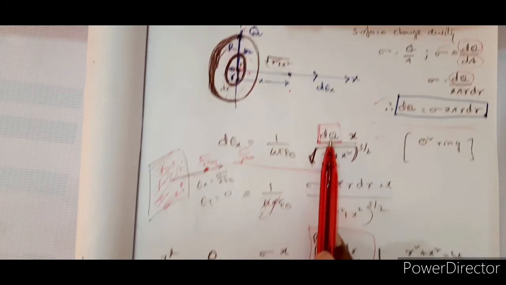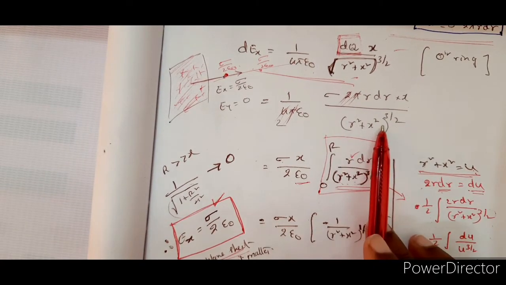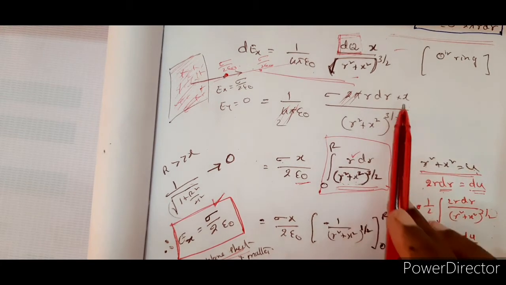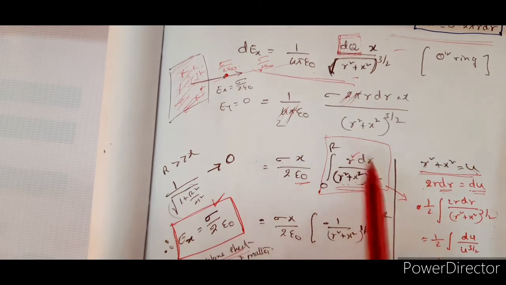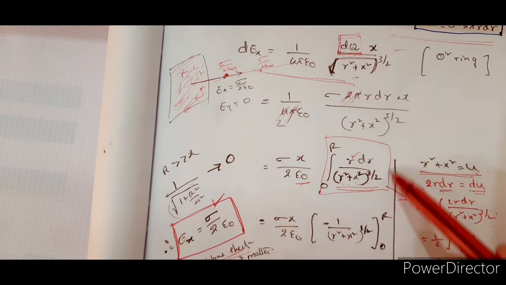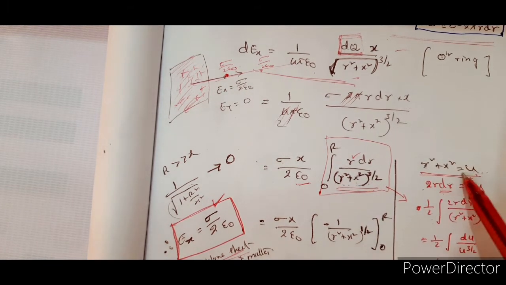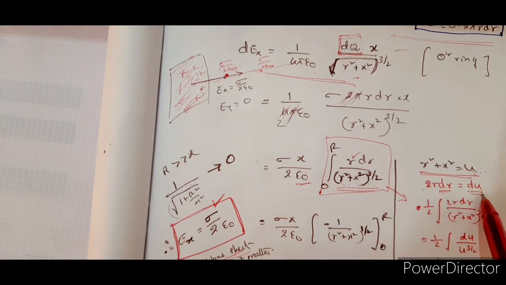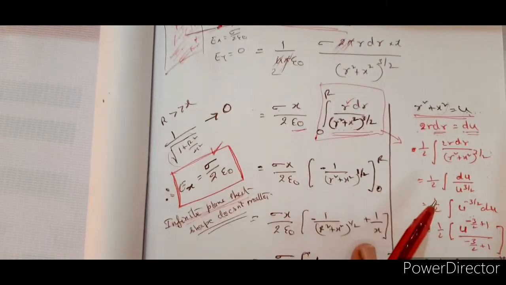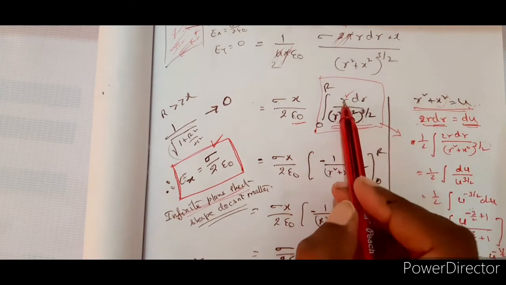Now substituting dq here, you get terms where r square and x square are interdependent. x is a constant, so we will bring it out, but for r square plus x square, you imagine it to be some u in order to integrate. This integral we are doing separately here. So r square plus x square is equal to u. Then 2r dr is equal to du, because x is a constant here. Therefore, I want 2r dr in order to replace it with du. I have only r dr.